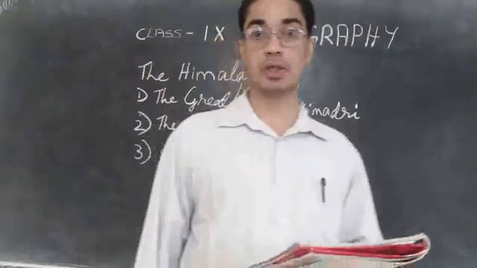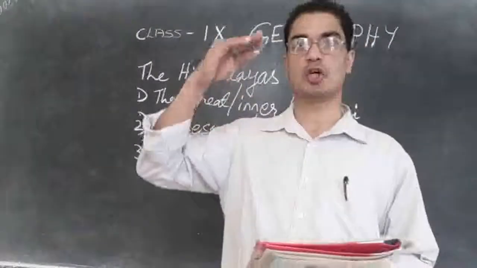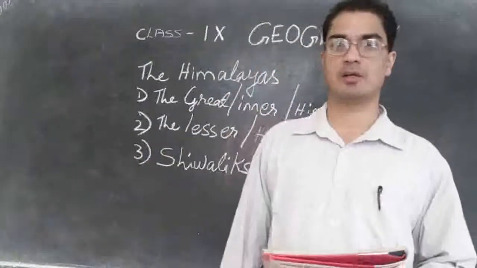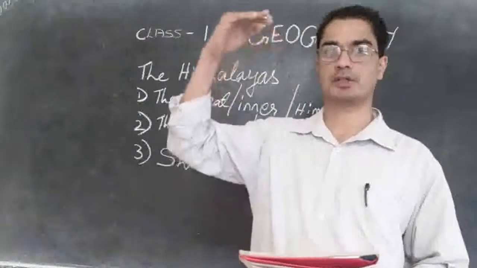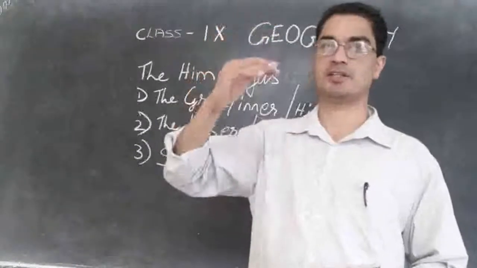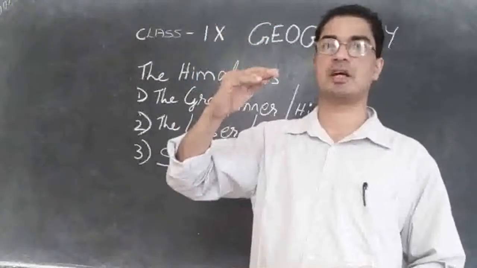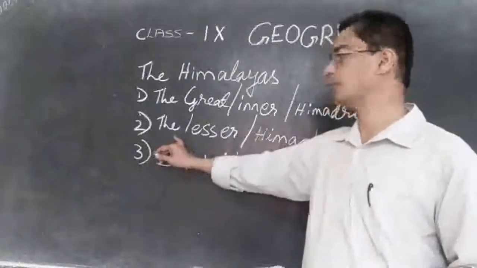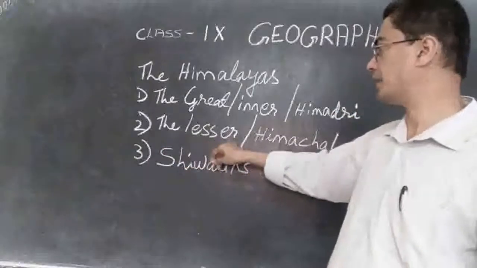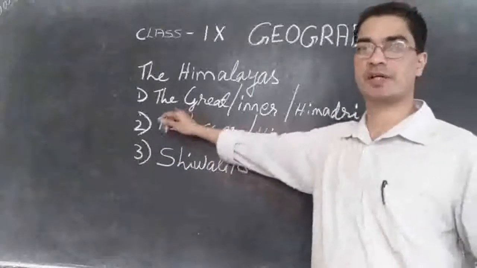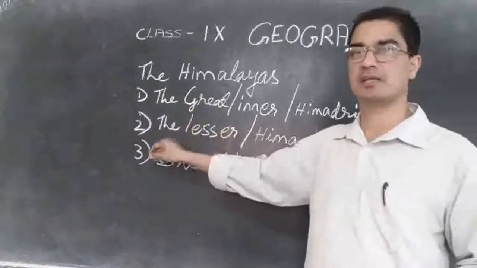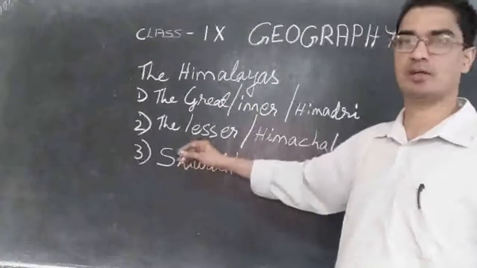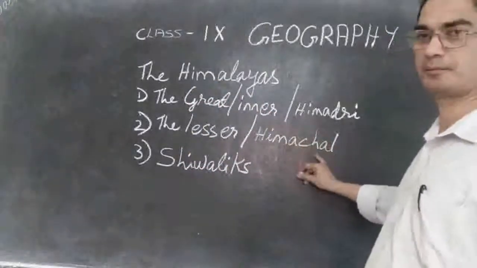So now let us come to the second leg, that is below the tallest one. Next one is a little more low, that is the middle range. So one is the topmost, that is the tallest, then a little less high, and another one is the lowest. The second one has got two names. It is called the Lesser Himalayas. The top one was called the Greater Himalayas. The next one is called the Lesser Himalayas, a little less than the first one. Another name is Himachal.